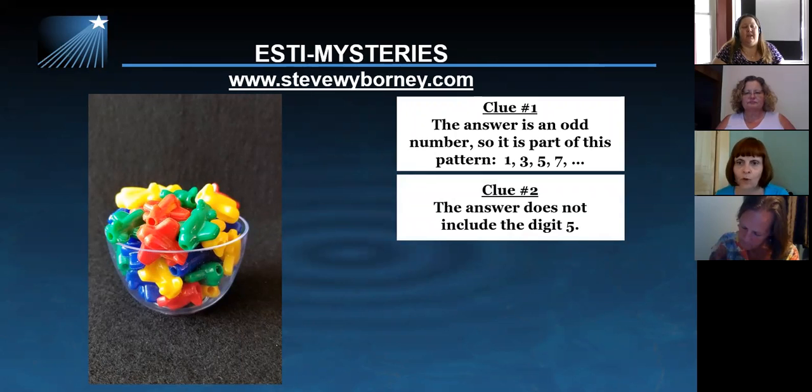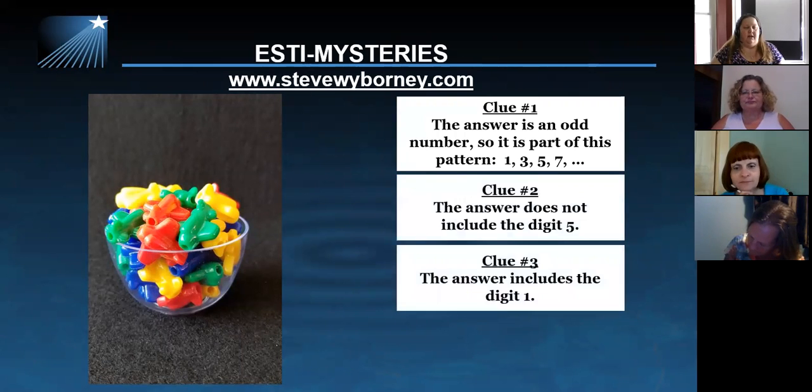Clue number 2, the answer does not include the digit 5. So if you had an estimate that was 50-something or had a 5 in the ones place, you may have to adjust your estimate. Clue number 3 is the answer includes the digit 1.